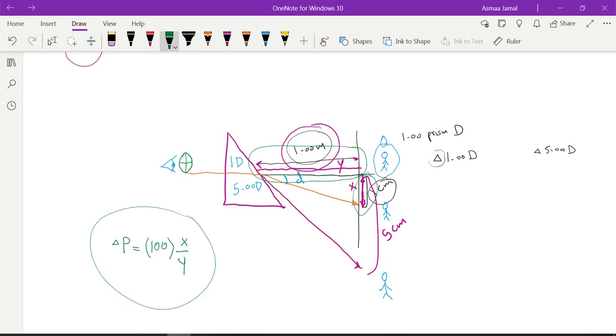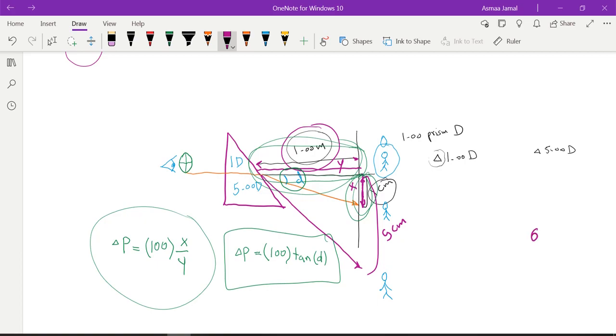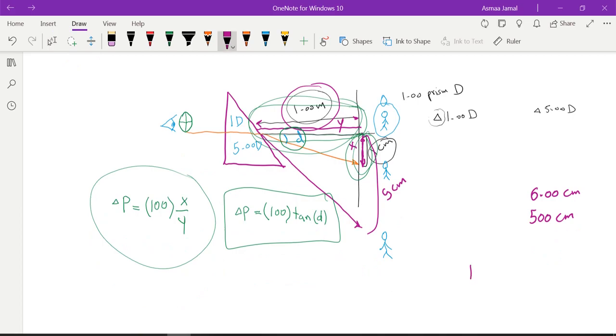In triangles, this x over this y equals tan of this angle. So the prismatic power in diameters also equals 100 multiplied by tan of the deviation angle. This one can be used too. So for example, I have a prism that deviates the light ray 6 centimeters at a distance of 500 centimeters, which means 5 meters. What is the power of the prism? P equals 100 in this formula.